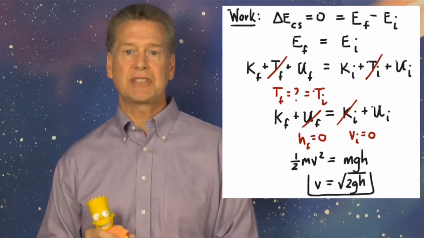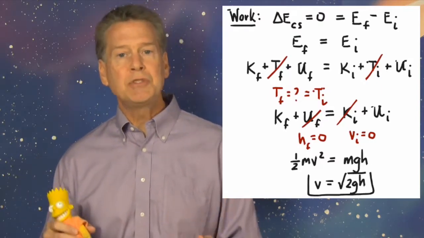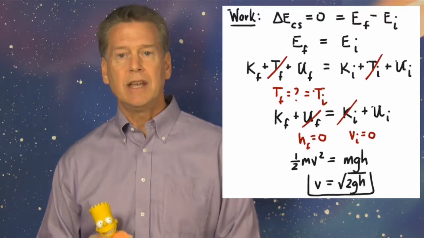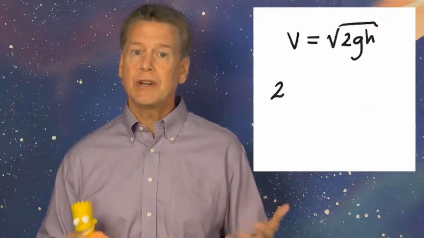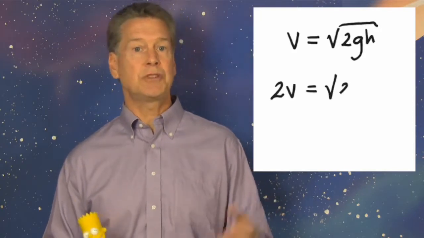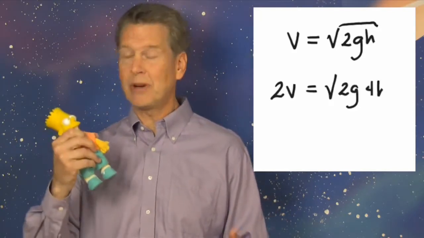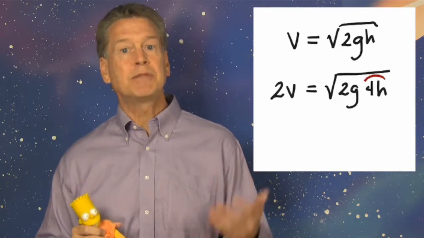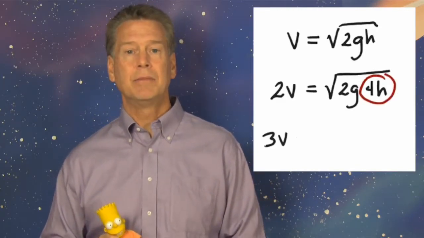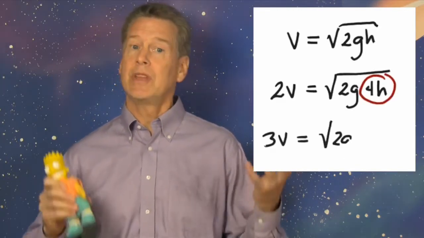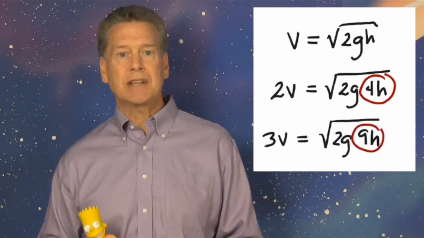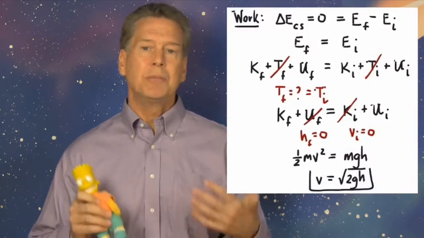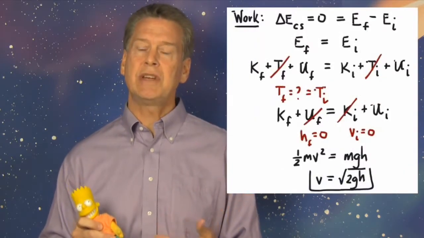Energy conservation has told us that a falling object's speed of impact depends on the square root of its initial height. So if you want a falling object to hit with twice as much speed, forgive me, Bart, you've got to drop it from 4 times as high. 3 times as much speed, 9 times as high. This is something that kinematics could have told us as well, but look at how quickly energy conservation revealed it.